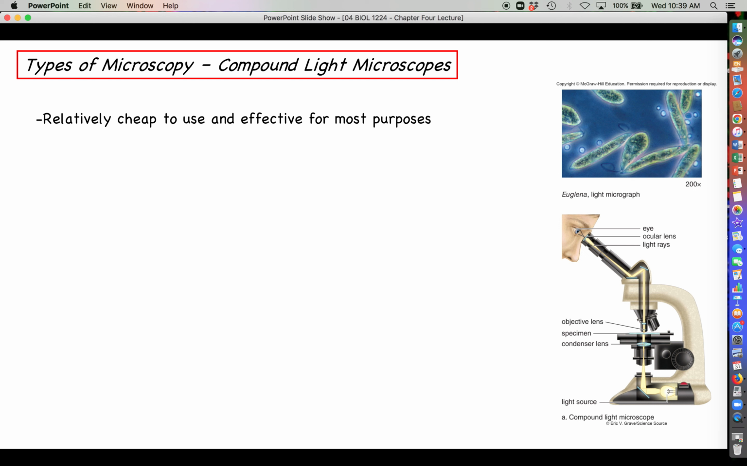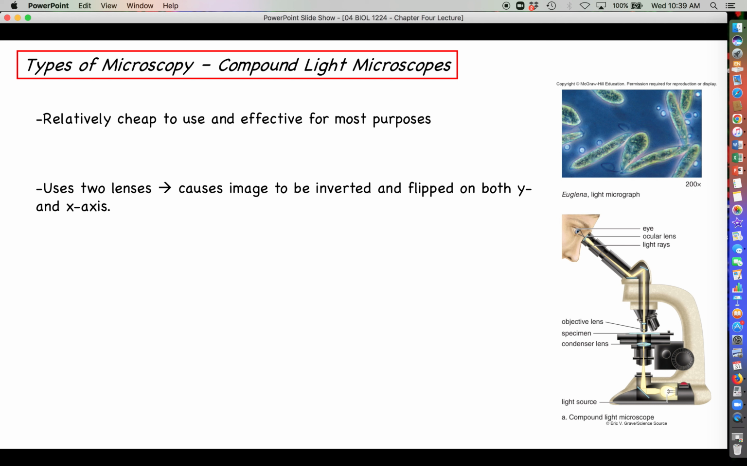for most general purposes. So compound light microscopes use two lenses, so they're a little different from von Leeuwenhoek's initial microscope that he made, which only had one lens. Because there are two lenses, this is going to cause any object that you look at to be inverted and flipped on both the x and the y-axis.